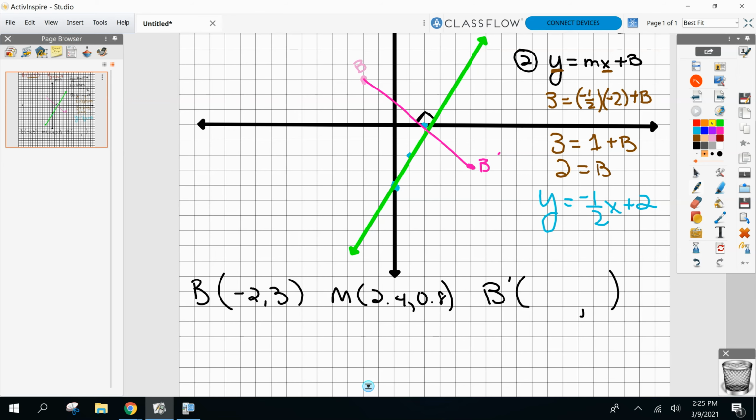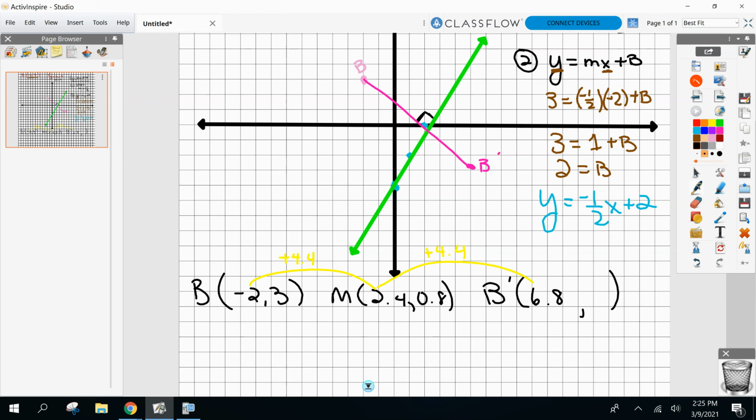So now I'm going to go, all right, -2 to 2.4. That is an increase to the right of 4.4. Do it again, because remember, you're right in the middle. So let's do it again to get to B prime. So increase the X by 4.4, 6.8 for the X coordinate.